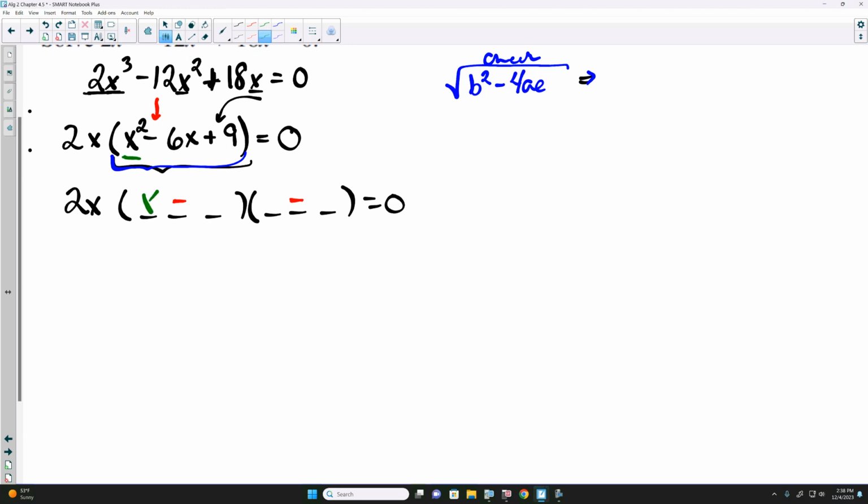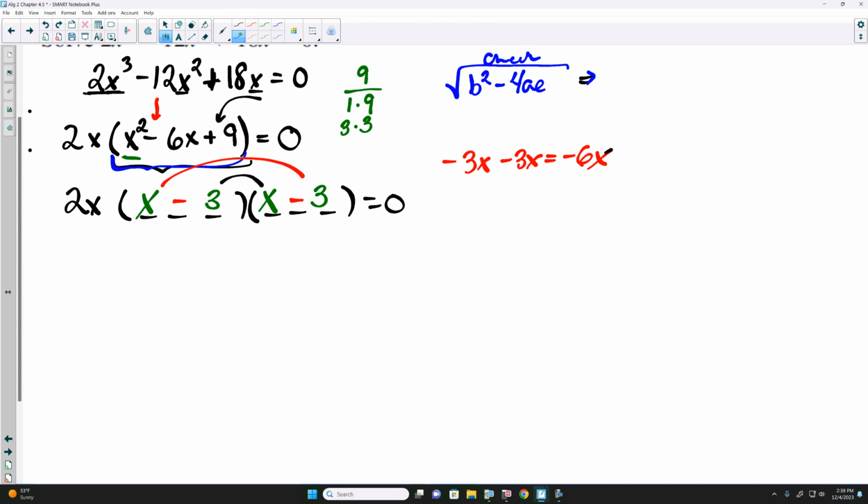Factors of x squared are x and x. Our factors of 9 are 1 and 9, or 3 and 3. Which factors do we want to try first? 3 and 3. And we can check this here to see if it works. x times negative 3 is negative 3x. Negative 3 times x is negative 3x. And negative 3x minus 3x is negative 6x, which is the middle term we wanted.